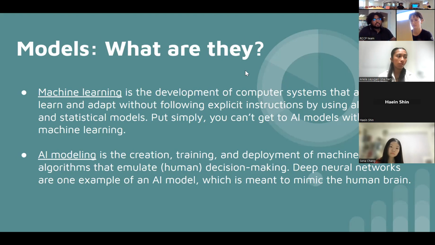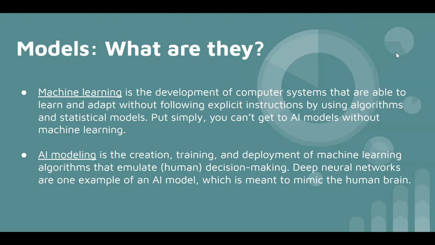So to know what that looks like and to think about it in an interesting way, I think, is to think about machine learning and AI modeling. Machine learning is, as you might see on the presentation there, a development of computer systems that can learn and adapt without following explicit instructions by using statistical models. You can't get AI models without machine learning is basically the point, right?